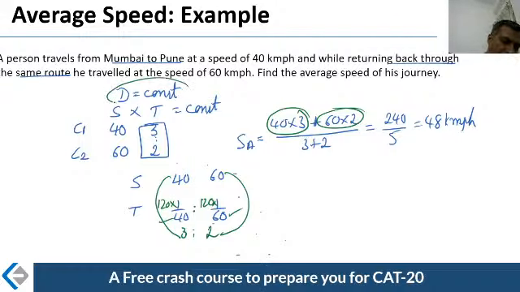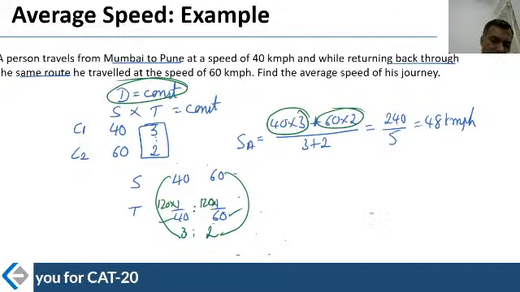Third point: when the distance is constant, the average speed is nothing but the harmonic mean of the speeds.